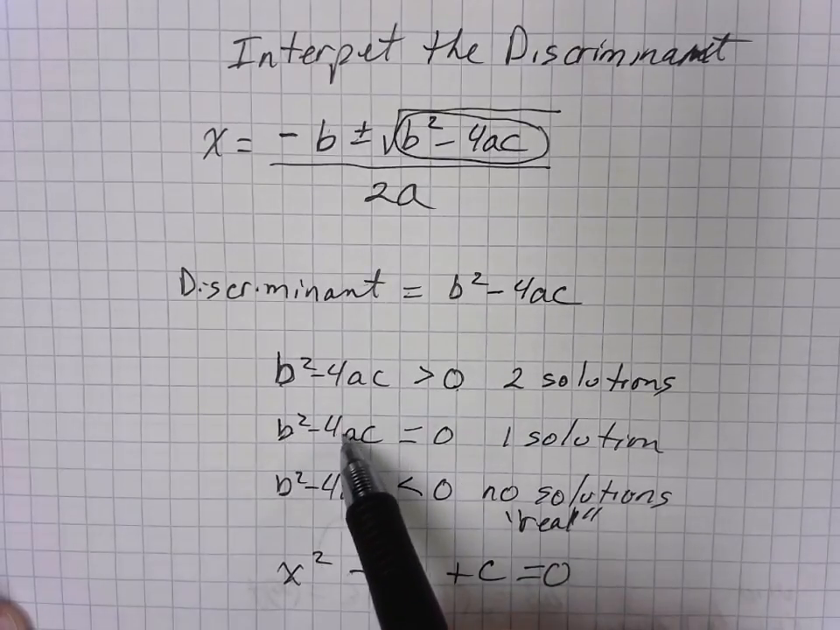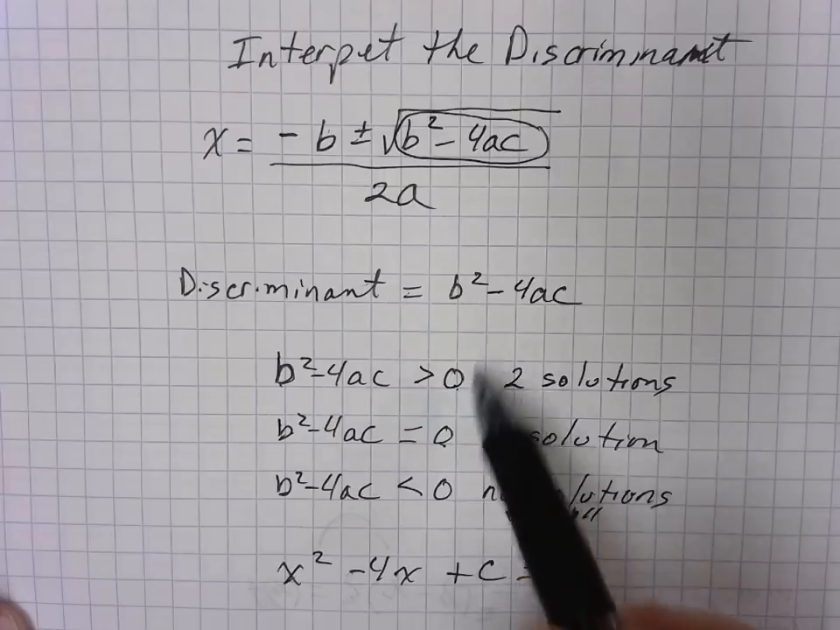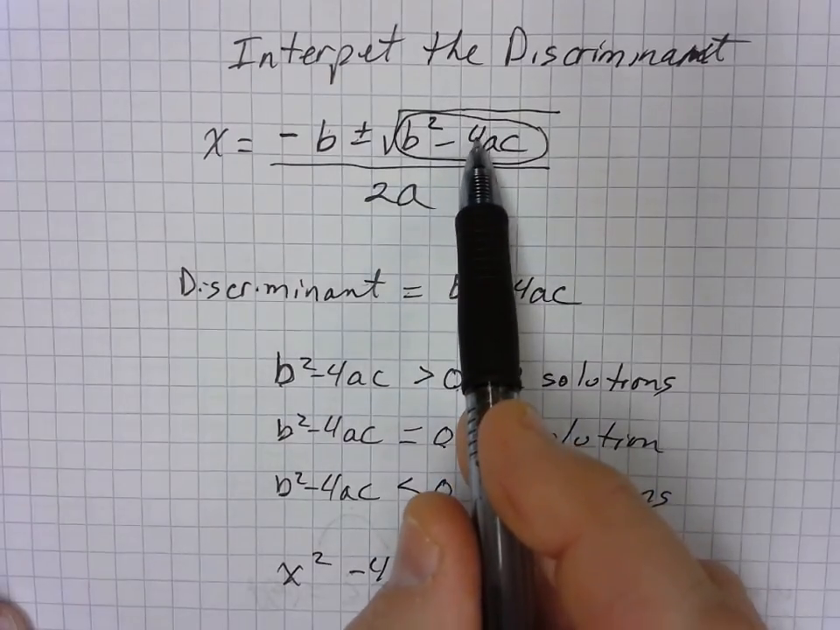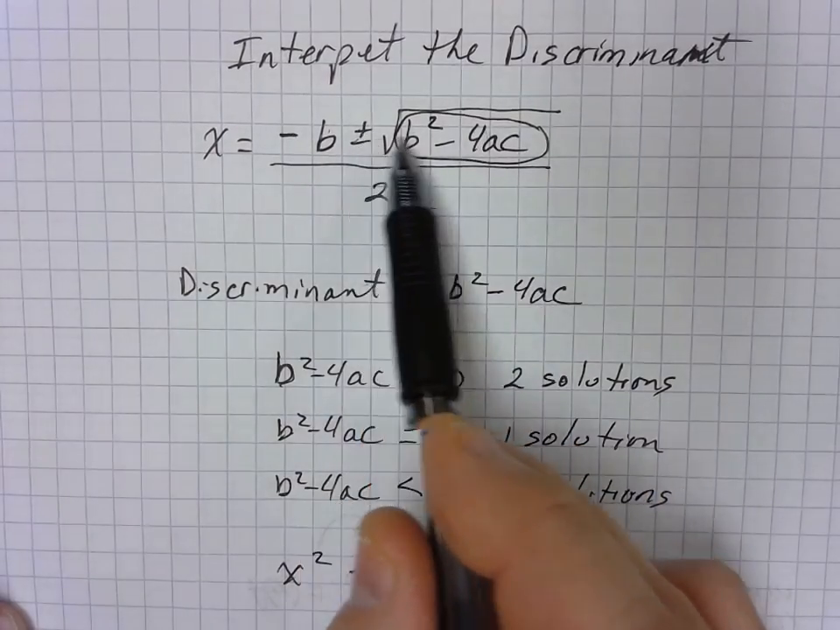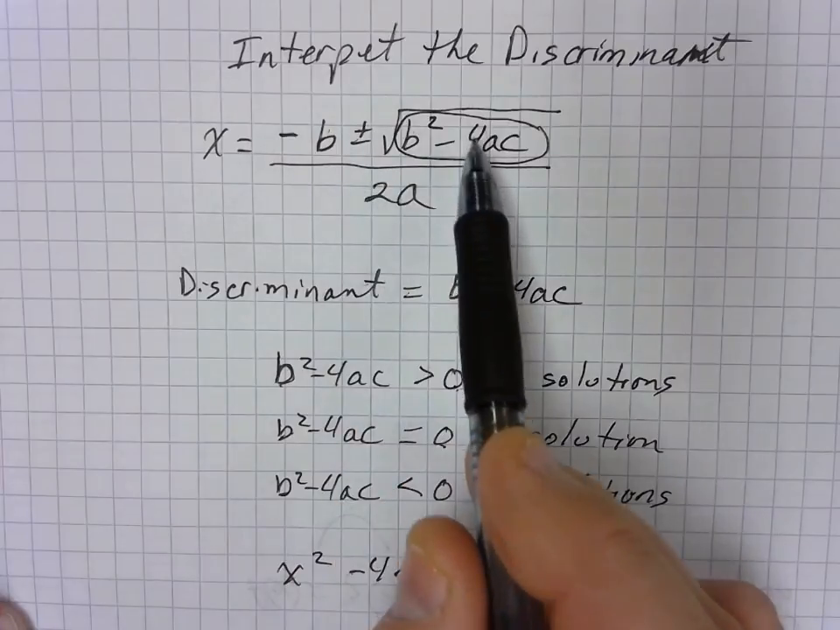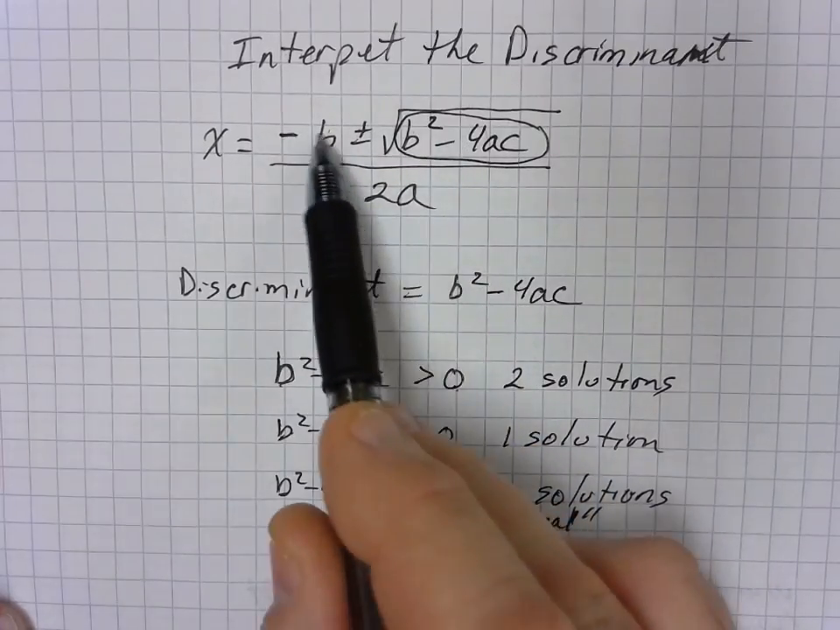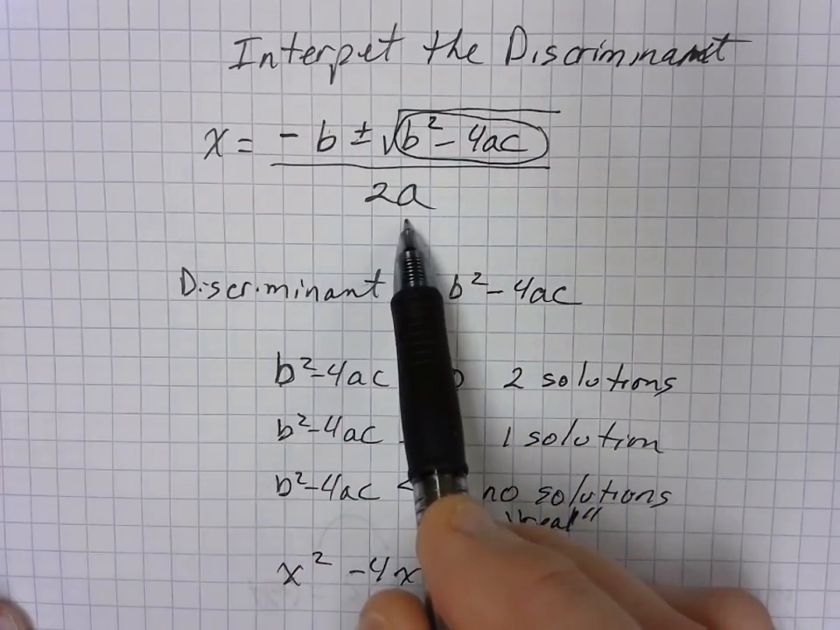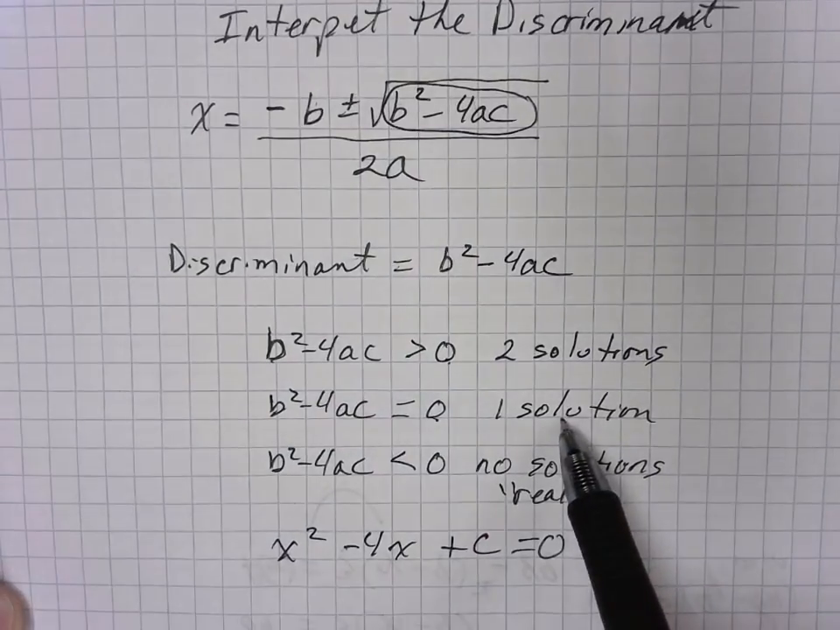Now, if our b squared minus 4ac equals 0, that means you have a square root of 0 here, and there's no such thing as plus or minus 0 changing the problem. That's an identity question. So you end up with just one solution, which ends up being negative b over 2a. So we have one solution there.